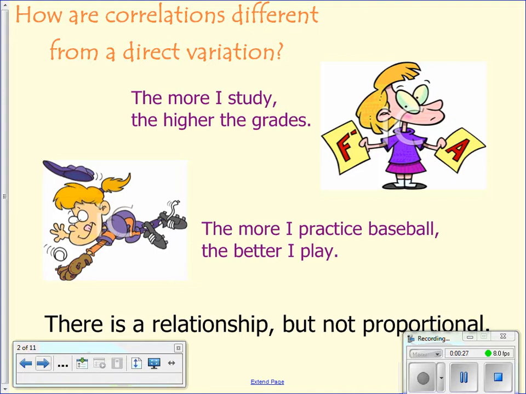So correlations are slightly different from direct variation because they're not necessarily proportional. For example, the more I study, the higher the grade. But it doesn't mean if I study for 4 hours, I'm going to get an A, 3 hours, I'm going to get a B. Same like practicing baseball. The more you practice, the better you get. But if you practice for 4 hours, it does not mean you're going to get a home run, 3 hours, a triple, 2 hours, a double. Okay, it's not exactly proportional, but there is definitely a relationship.